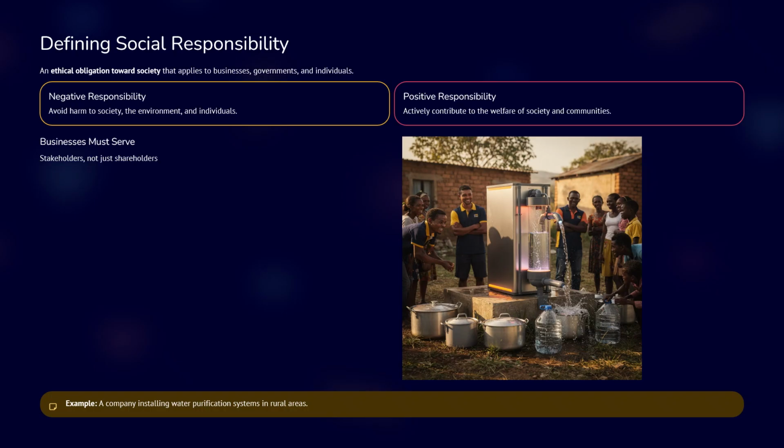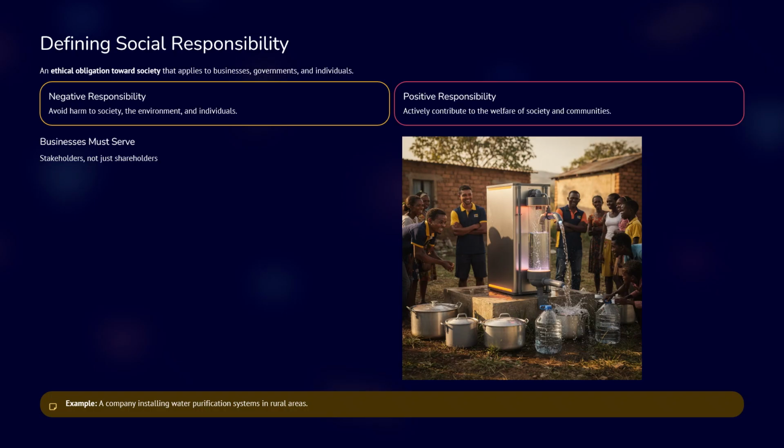Now that we understand internal management obligation, let us look outward. What is social responsibility? At its core, it is an ethical theory that every entity, whether it is a government, a corporation, or an individual, has a responsibility to society. This responsibility can be negative or positive.